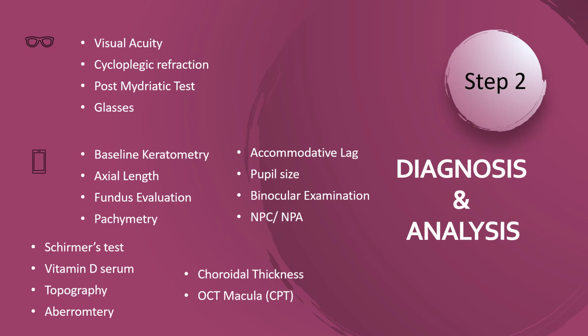For near point of accommodation, you show them letters and it is monocular, and NPC is binocular. So for near point of accommodation, you can bring the object closer, and the point at which it gets blurred is the near point of accommodation.